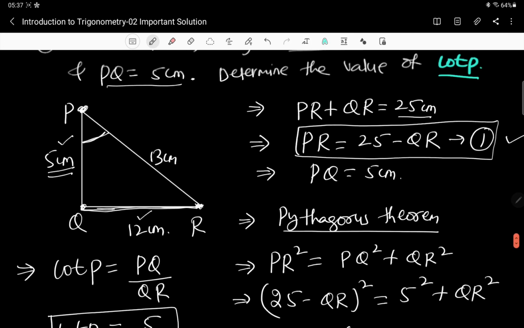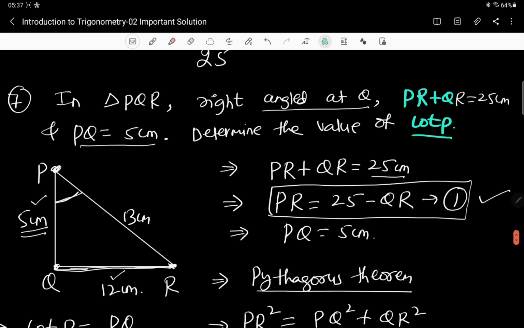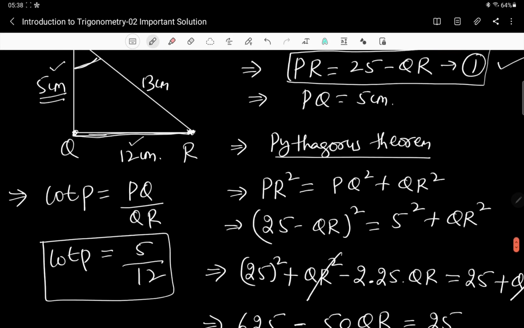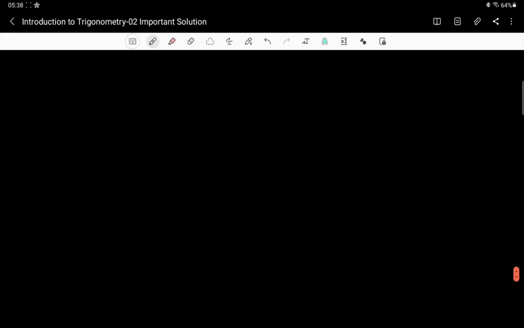So as per the given data, always the answer will be hidden in the given data. In this data, by using PR plus QR equal to 25 centimeters, we have converted like this, and we have found out the answer. All right, so I think this question is very clear to all of you. These types of questions are very common in board exams. Now, the eighth question is like this.